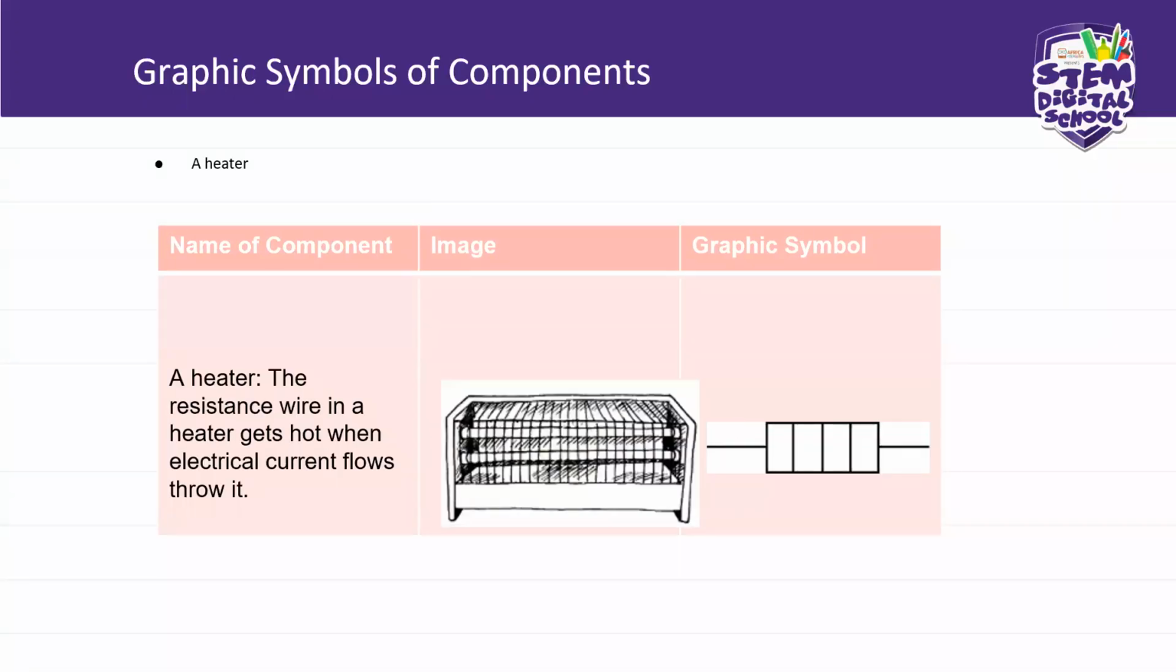Right. And this is a heater. This is how you draw your heater. It takes the shape of a resistor, but it is then broken down in those vertical lines. Now, the resistance wire in the heater gets hot when electrical current flows through it. Remember, we said when there is resistance in a circuit, then the result thereof is heat.